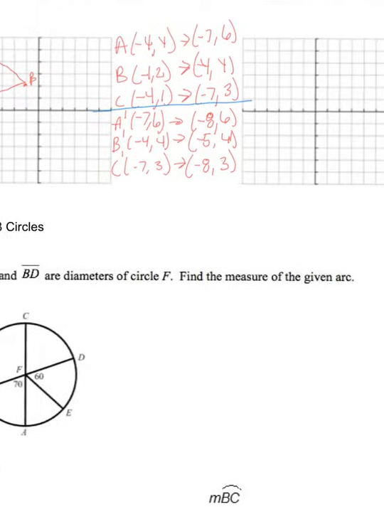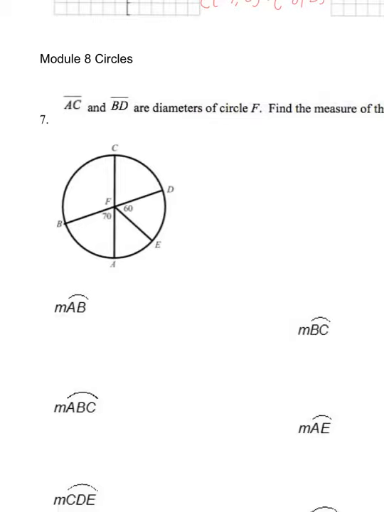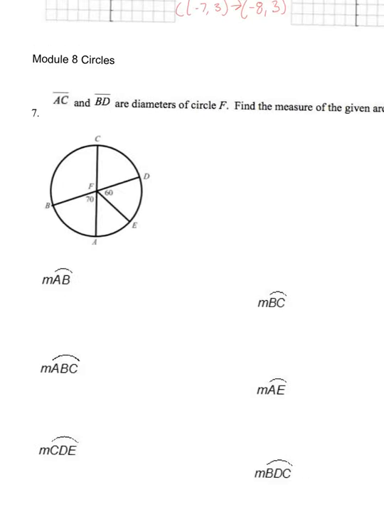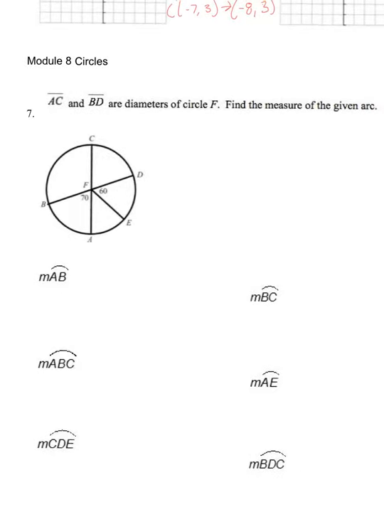All right, so I'm going to come down here. Now we're getting into more circle stuff. So let's see. So we see AC, this line here, and BD are both diameters, 180 degrees in the circle of F. And F's the center, so that's why we call it circle F. So we're trying to find the measure of the given arc.